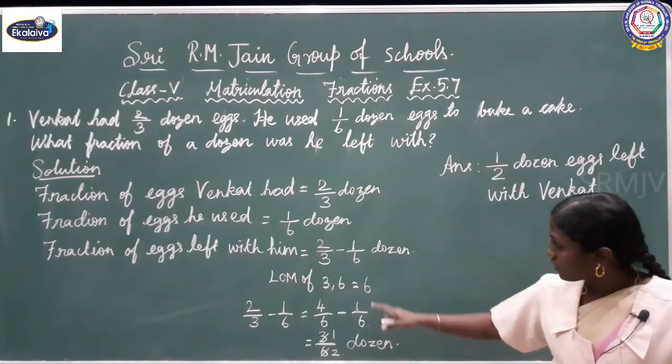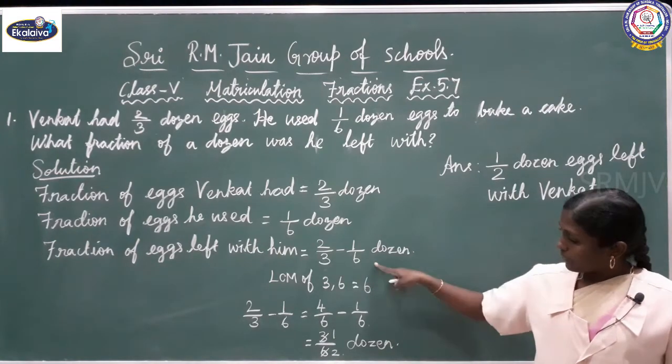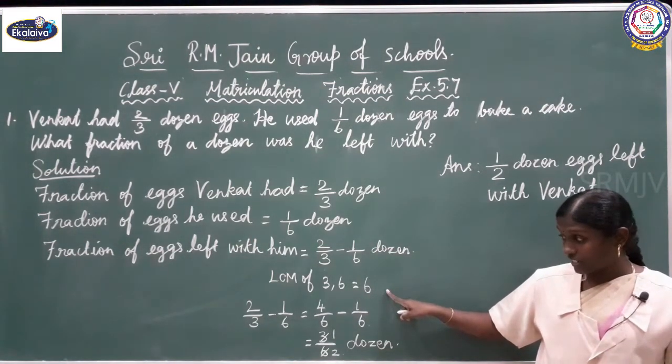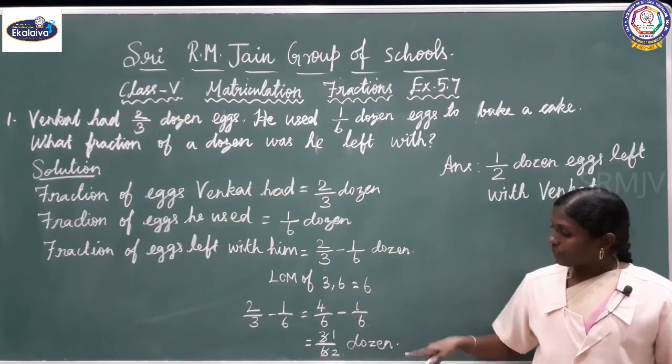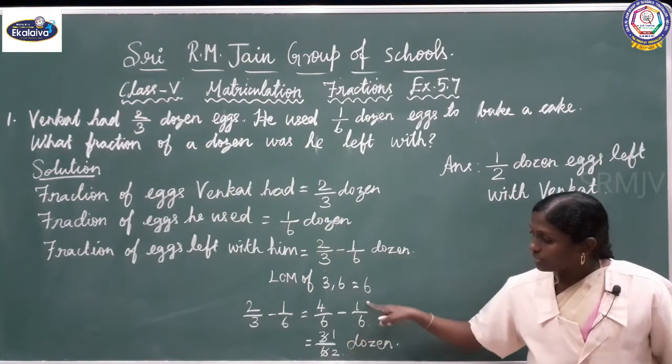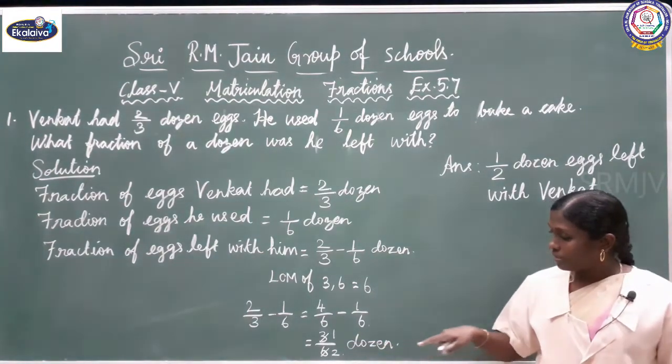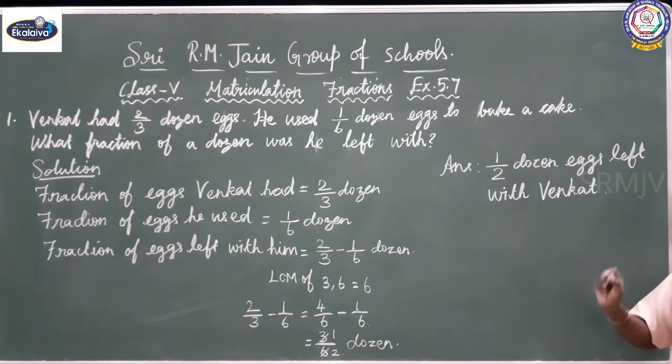Is it clear, children? 2 by 3 minus 1 by 6. First we have to make them like fractions by finding the LCM. Then 4 by 6 minus 1 by 6. As a whole, the answer is 1 by 2 dozen. So 1 by 2 dozen eggs left with Venkat. Is it clear?